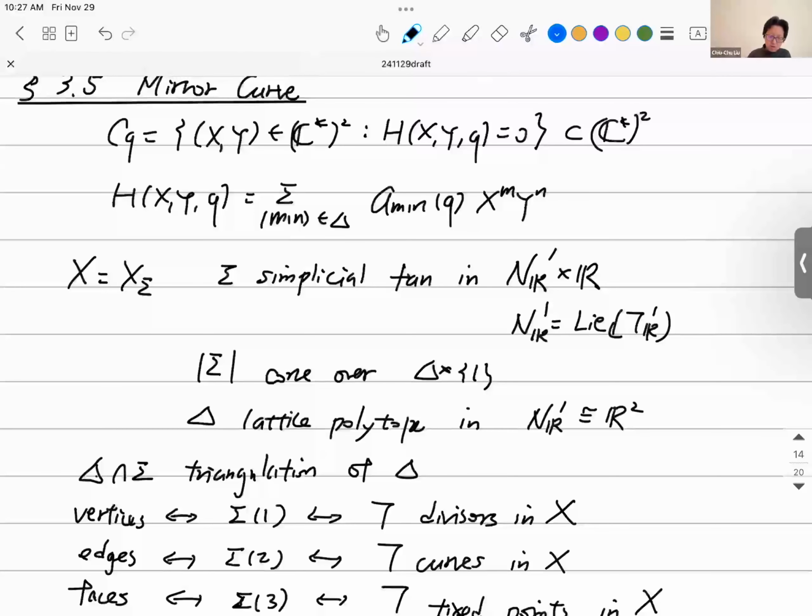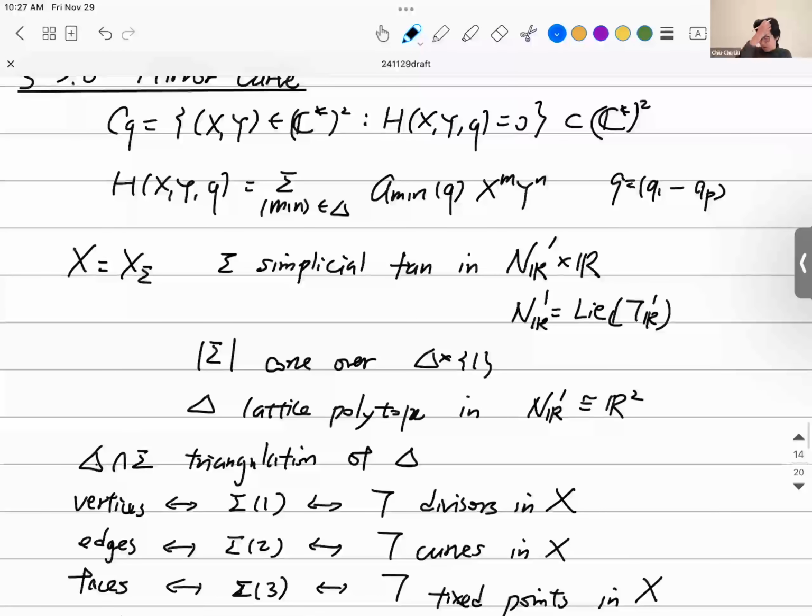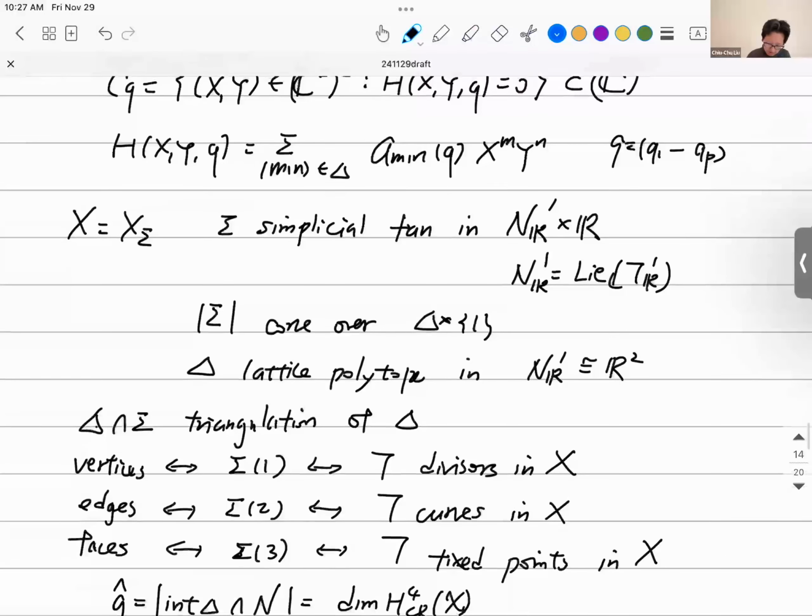So this polytope in R2 is the Newton polytope of the equation defining the mirror curve. The coefficients depend on the complex parameters, which are in one-to-one correspondence, as we will see, with the extended Kähler parameters on the A side.